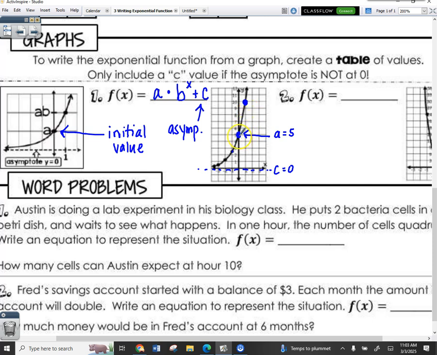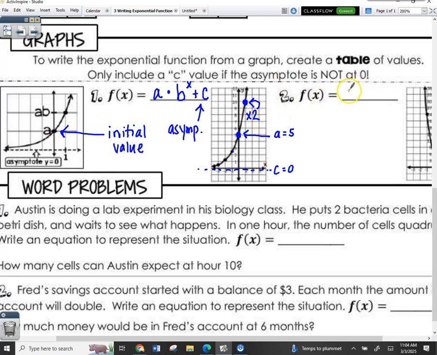This is 5. The very next point over shoots up to what? What's the y value? 10. How do I go from 5 to 10? What did I get multiplied by? I multiplied by 2 to land here, right? So that's your b value.